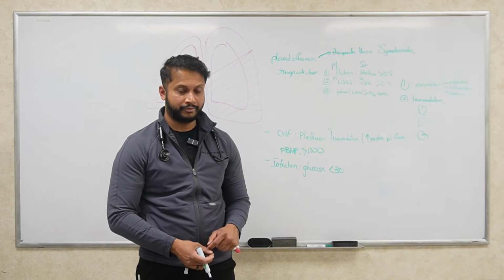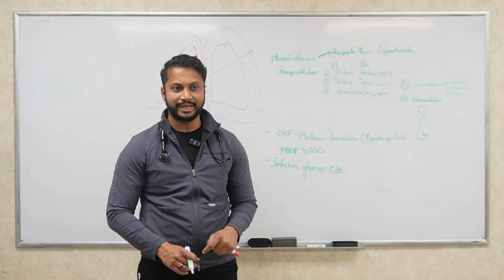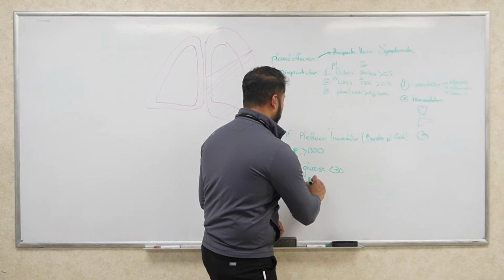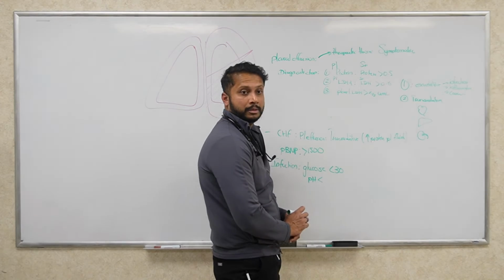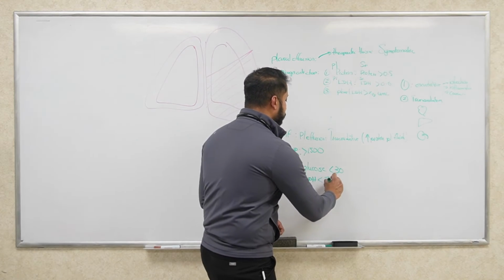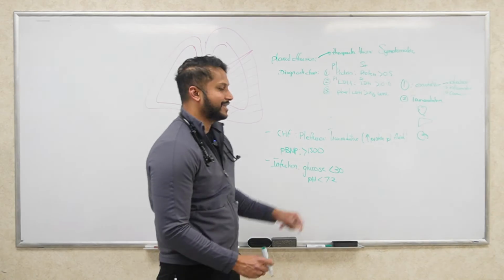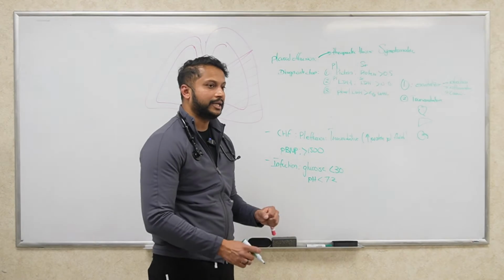Yeah, for bacterial infection, yes. So you want glucose to be less than 30. What else? pH, very good. pH needs to be less than 7.2. So if you have a pH less than 7.2 and a glucose less than 30, it is highly indicative of an infection.